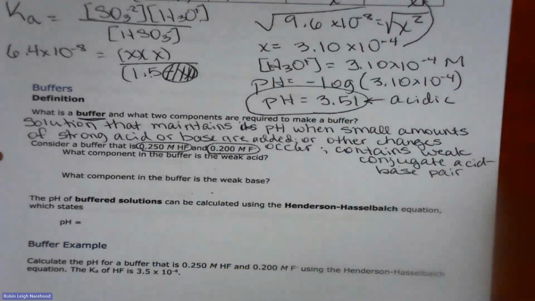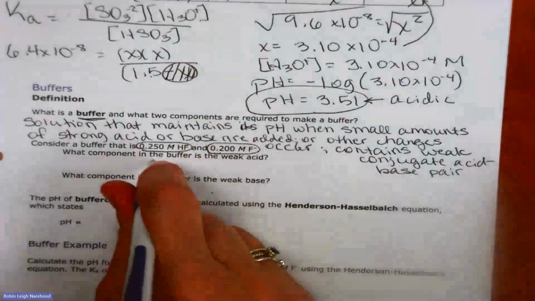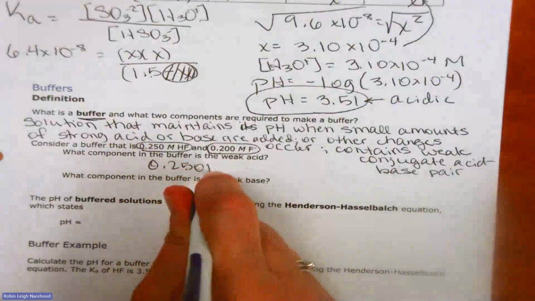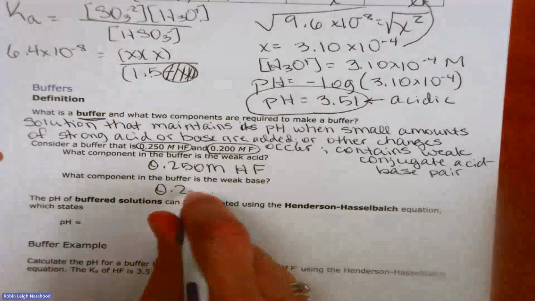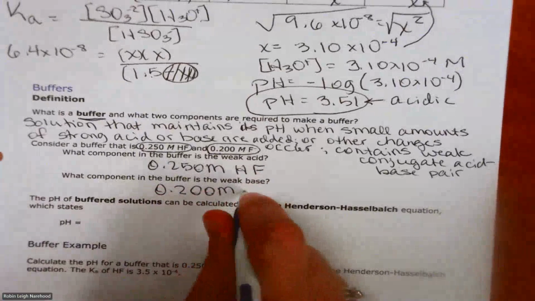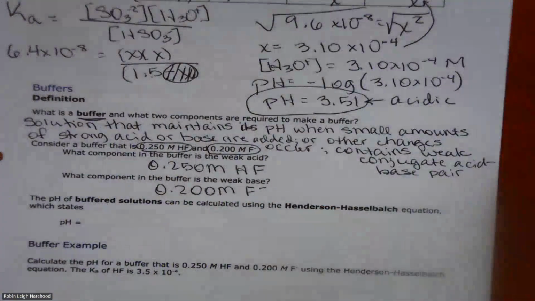So with a weak conjugate acid-base pair, the formulas will only differ by one hydrogen. The one with the extra hydrogen is the acid of the pair, and so that would be the HF. The weak acid is the 0.250 molar HF, and the base is the 0.200 molar fluoride. The acid will have a Ka and the base will have a Kb.